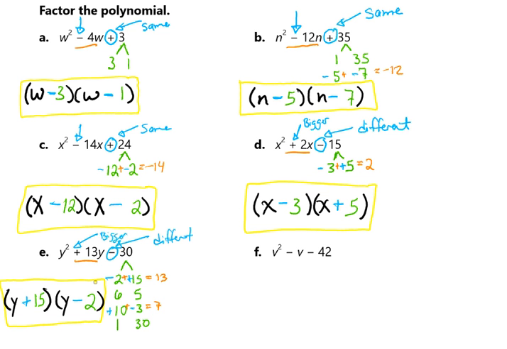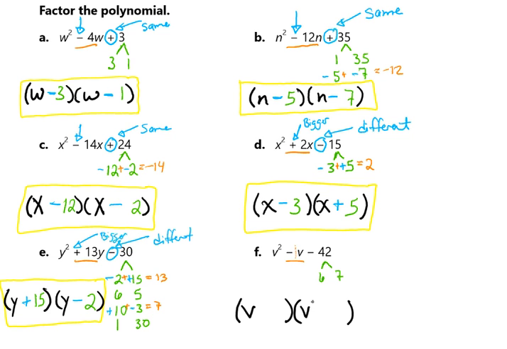For letter F, we're trying to find two numbers that will multiply to 42 and add to 1, because there's an imaginary 1 in front of our v. So here, I'm going to use 6 and 7, because I know that 6 times 7 is 42. And we're going to see if that works. If it doesn't, then we'll write down some more factors.